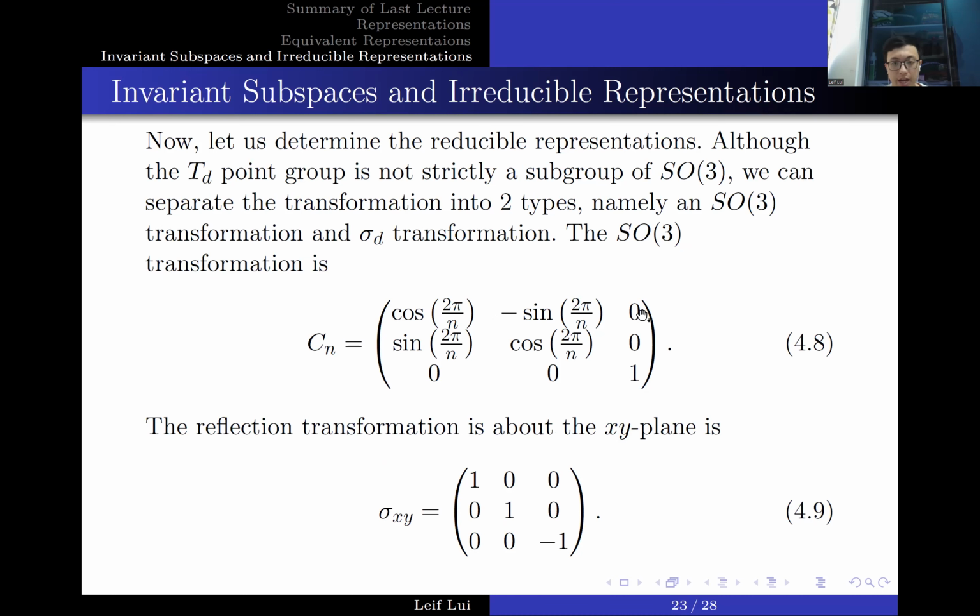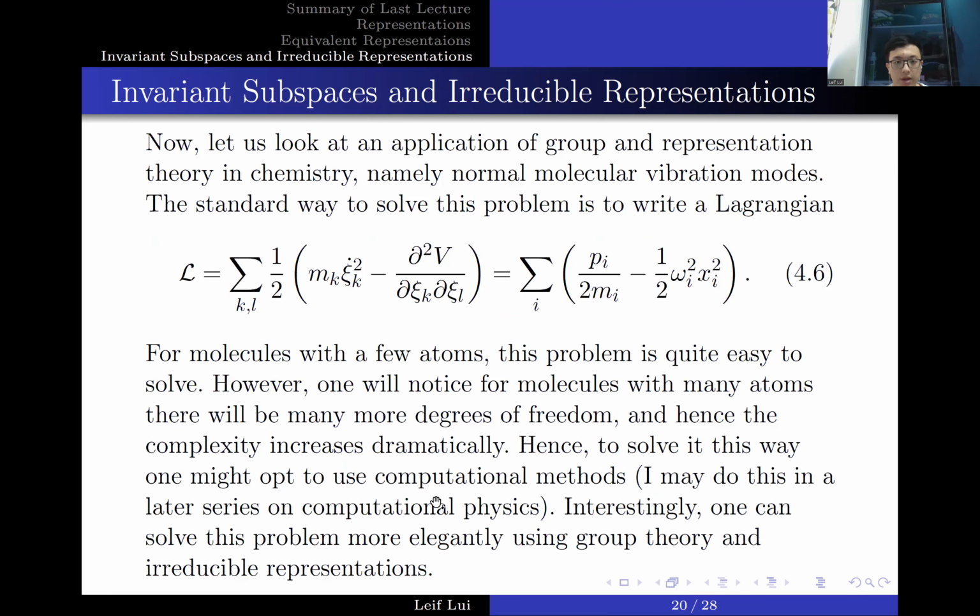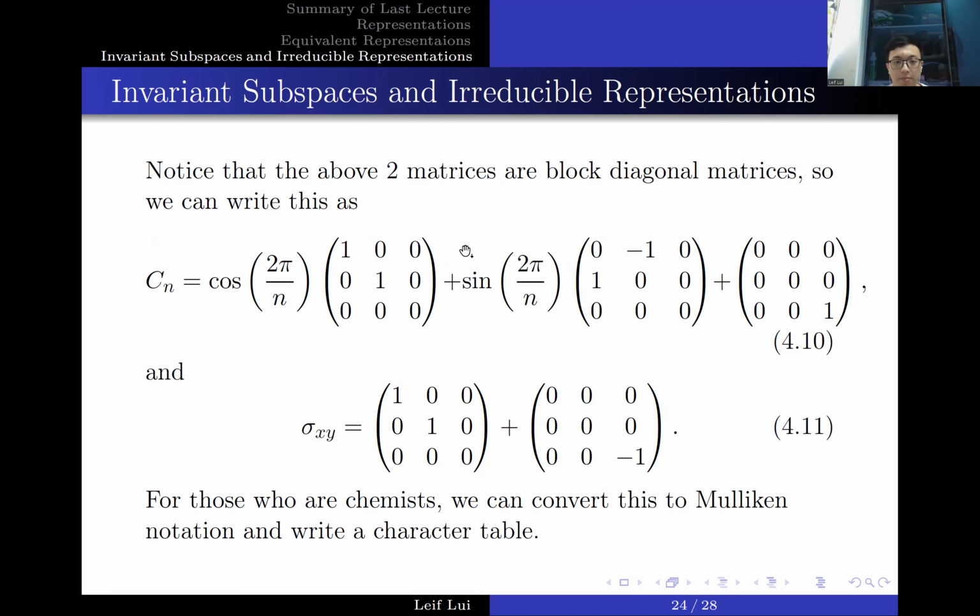So what we can do is write it in the following manner, similar to that of the quaternions. So basically back here, we can write it like this. So these are the irreducible representations. We can also write it in this manner to obtain the following. And for the reflection one, we can write it like this.